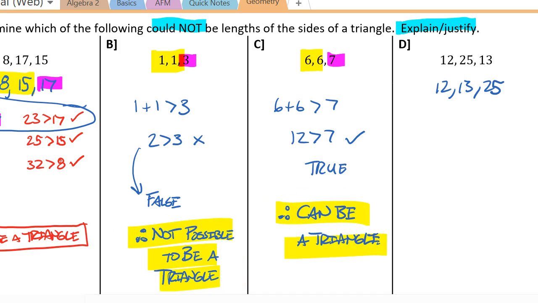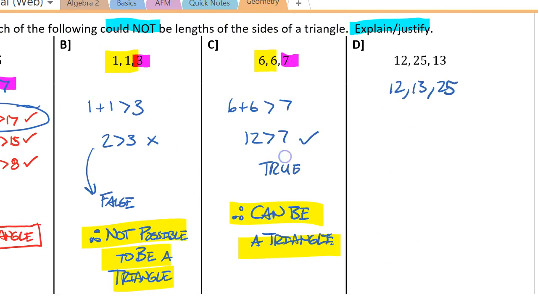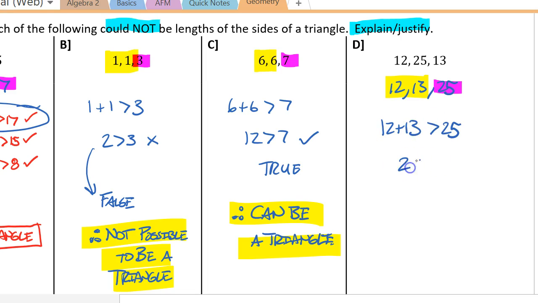Okay, 3D, compare the shorter two sides, 12 and 13, with my longest side, 25. So setting up the inequality, 12 plus 13 must be greater than 25. 25 greater than 25. This is false. 25 is not greater than 25. It's equal. It's not greater than. So therefore this cannot possibly be a triangle.